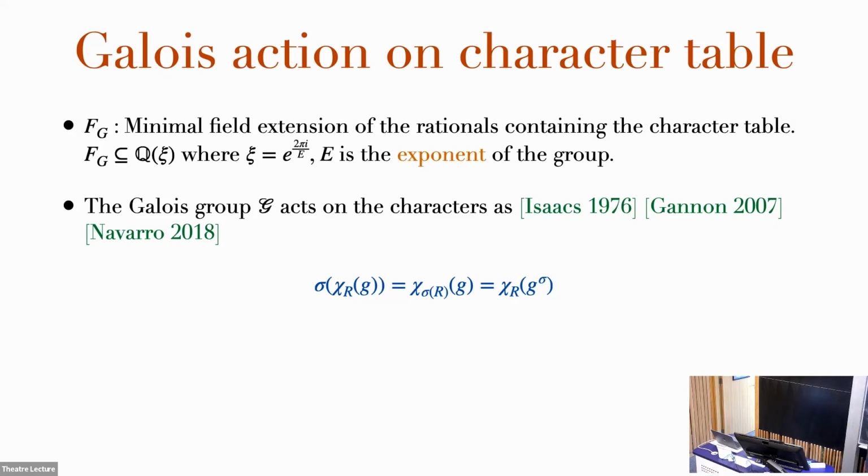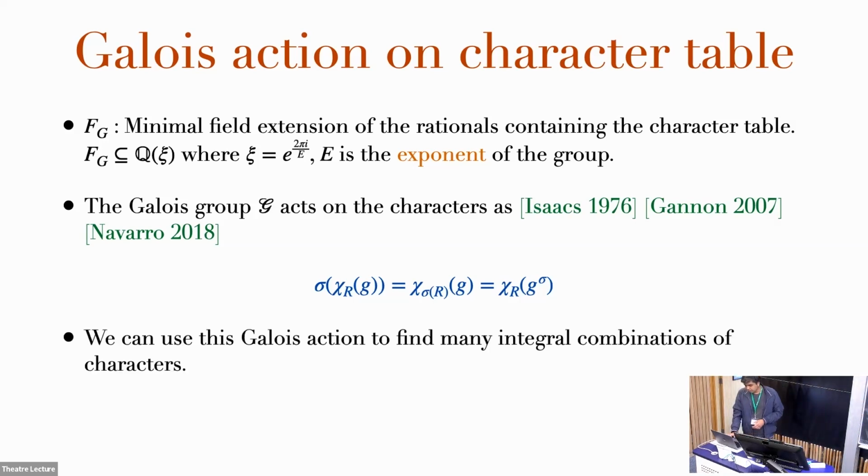There is some abuse of notation here. Sigma acting on this character, we are thinking of as a permutation of the irreducibles. Or we can think of it as taking g to a power sigma, where sigma is now a number coprime to the order of g. So we can either think of it as something acting on the conjugacy classes or something which acts on the representations. Both actions are just a permutation. So we have this action of the Galois group.